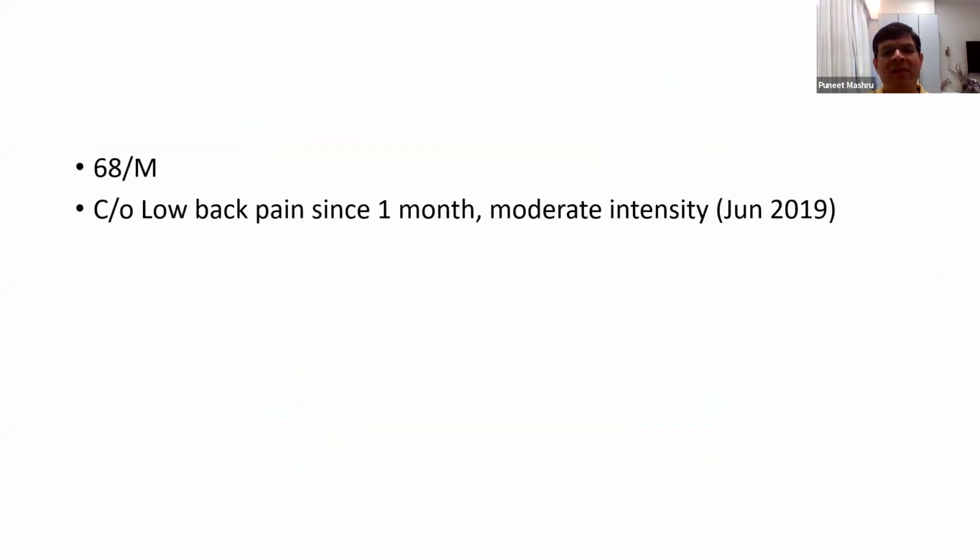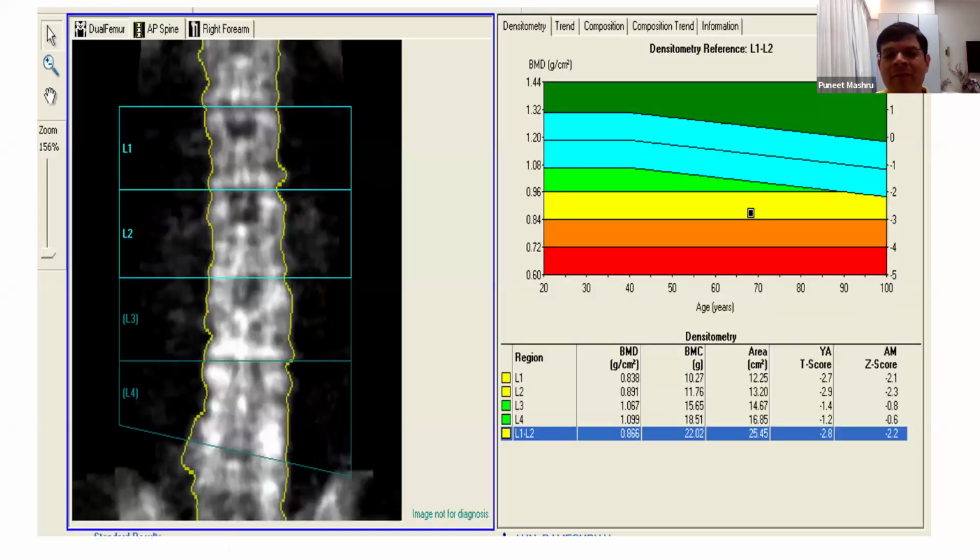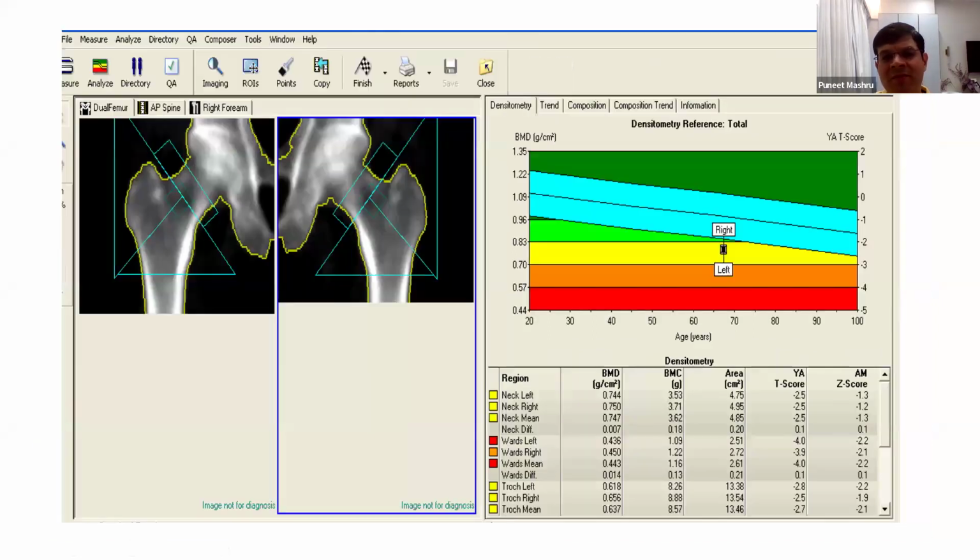Coming to the next case, a 68-year-old male with low back pain since 1 month, moderate intensity, and we got an X-ray done which showed a vertebral fracture. Vertebral fractures are very common, and they can be silent. Up to two-thirds of vertebral fractures are silent, and patients don't complain and are asymptomatic. But this X-ray showed a vertebral fracture. We got a BMD done, and that showed osteoporosis.